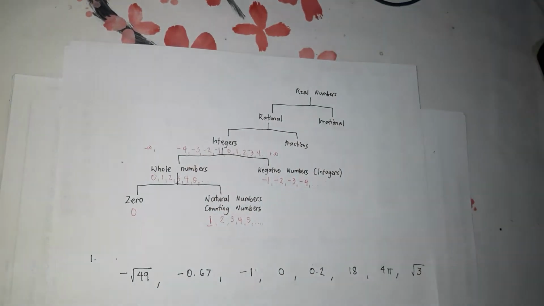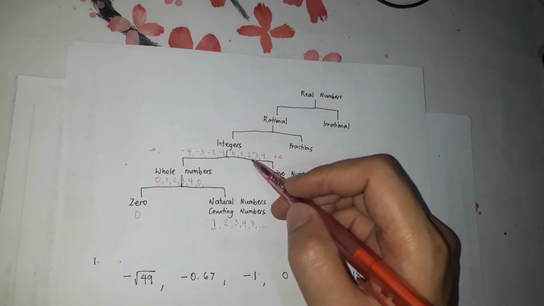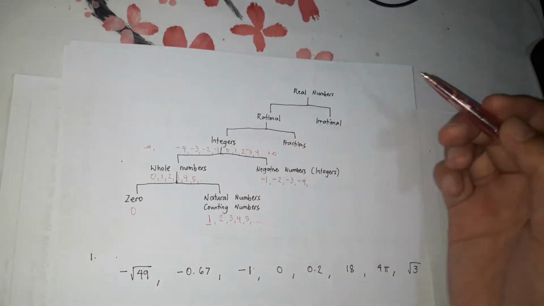From negative infinity, we don't know kung ano yung pinaka-number. Walang dulo ang number. So we don't know. As long as walang decimal places, positive man siya or negative or 0.